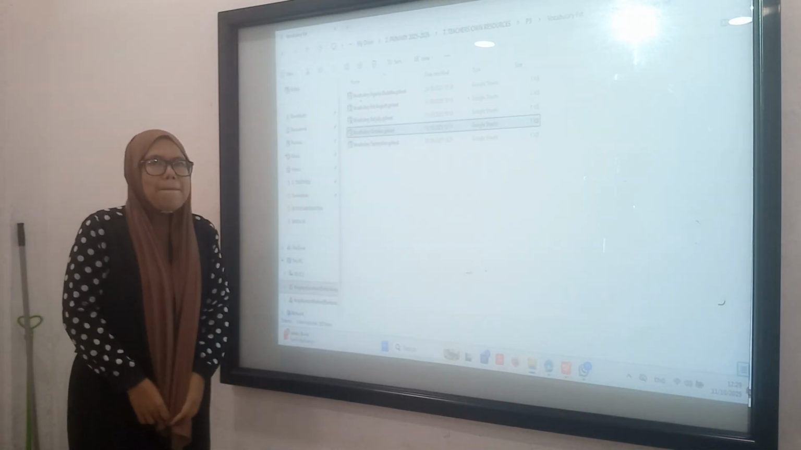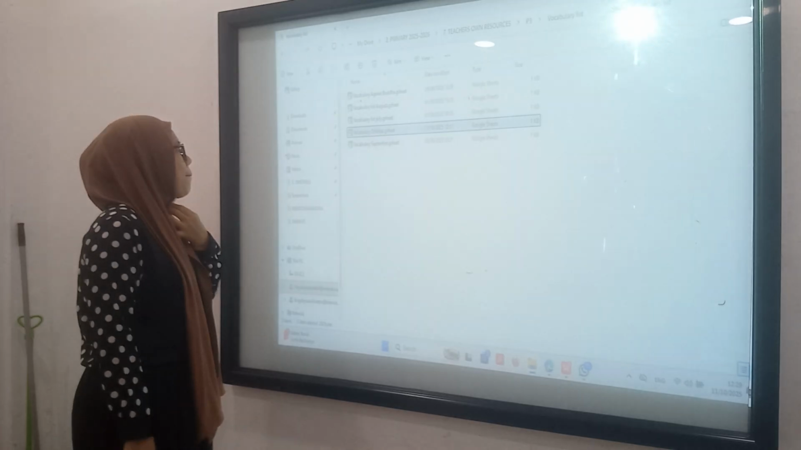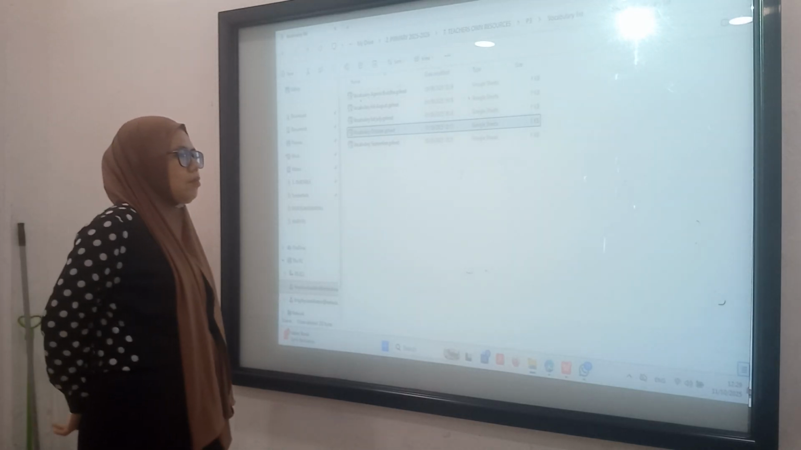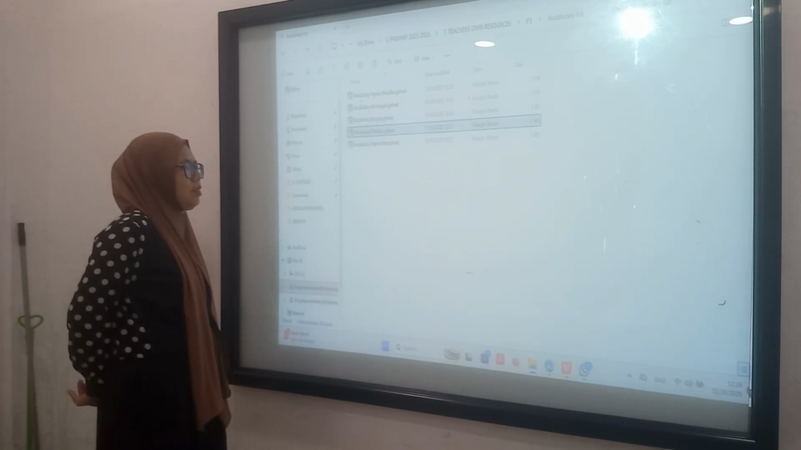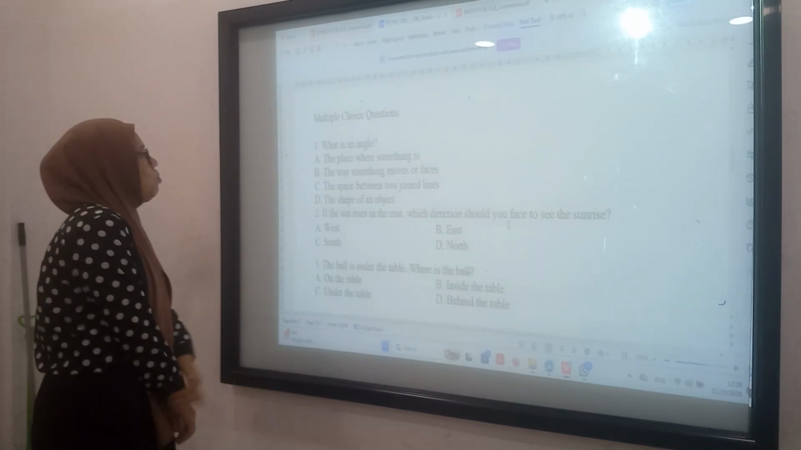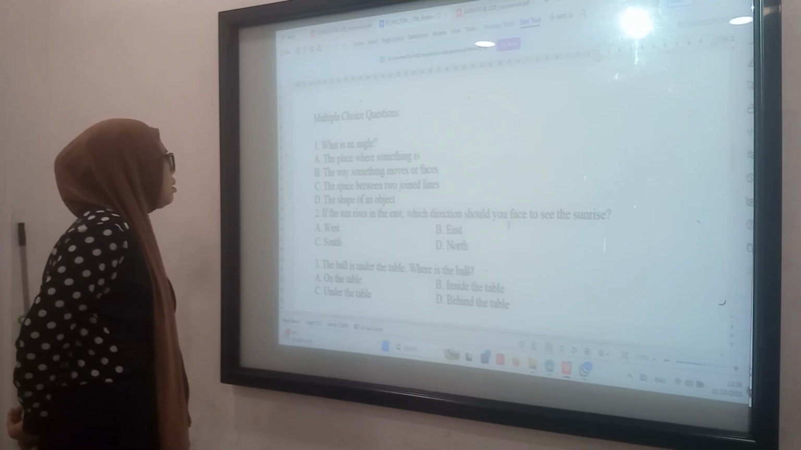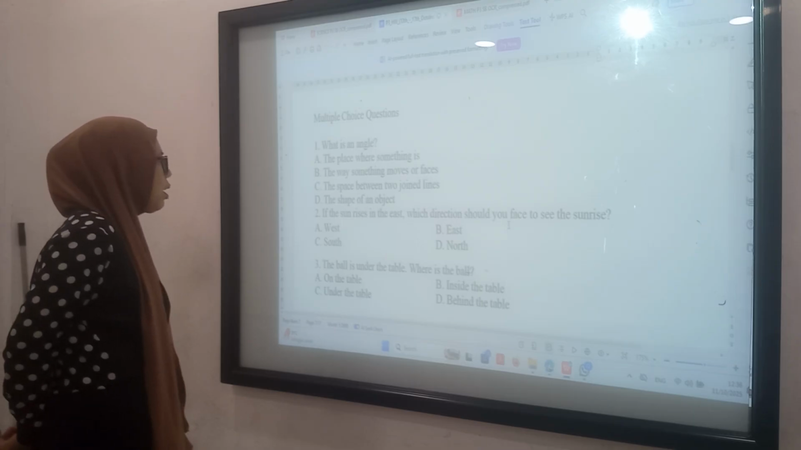Okay, miss. Now we have the evaluation of next week. We will start from math. So here we start from the first question. Here we have the homework now. First question. Number one, what is an angle? This is the space between two joint lines.